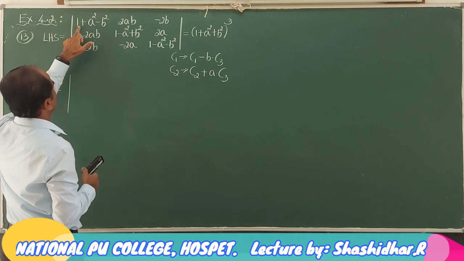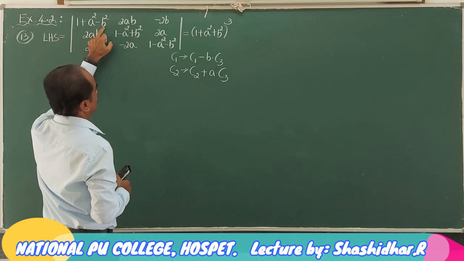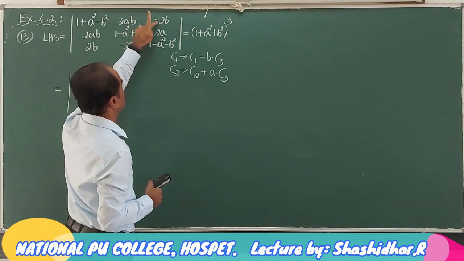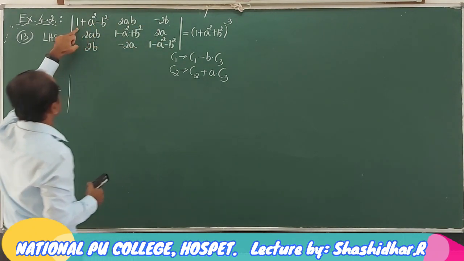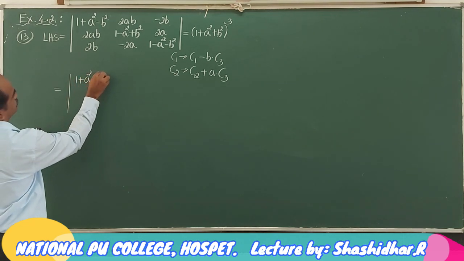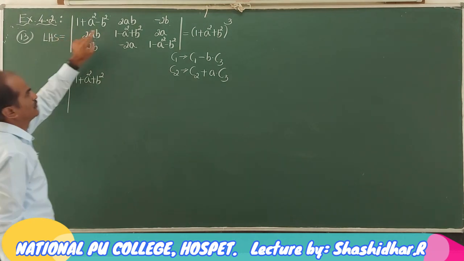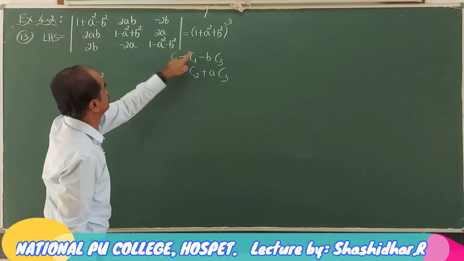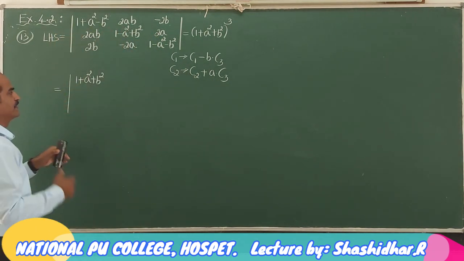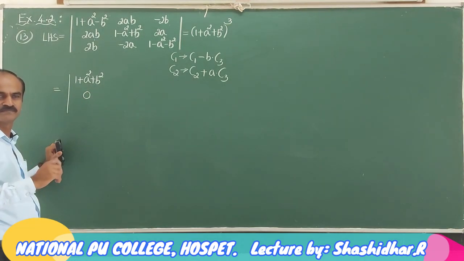Already shown this 1 plus a square minus b square. To this element, what I have to add? Minus b times of column 3. Minus b times of minus 2b is what? Plus 2b square. When plus 2b square is added to this, I end up with 1 plus a square plus b square. In the first column, second element 2ab. Multiply this with minus b it becomes minus 2ab. When minus 2ab is added to 2ab, how much I get? 0. Yes, 0 is also multiple of 1 plus a square plus b square.